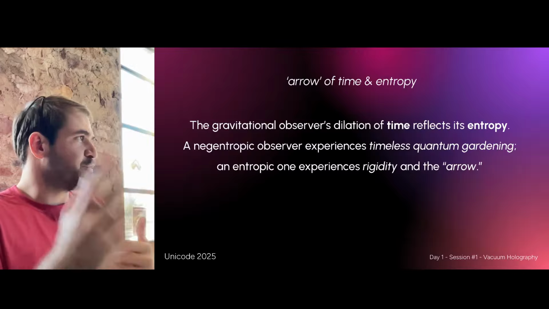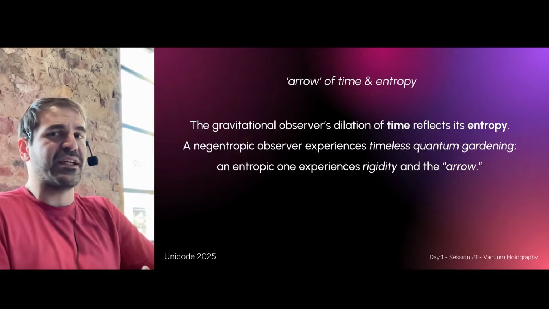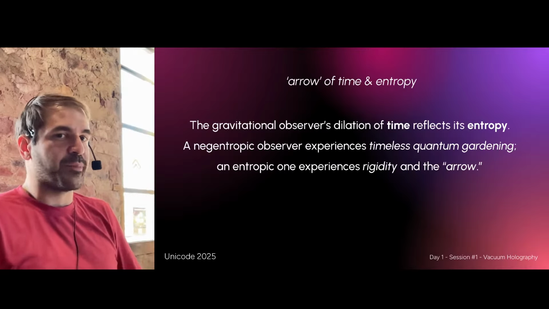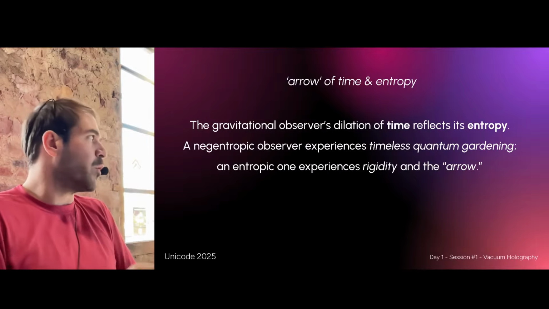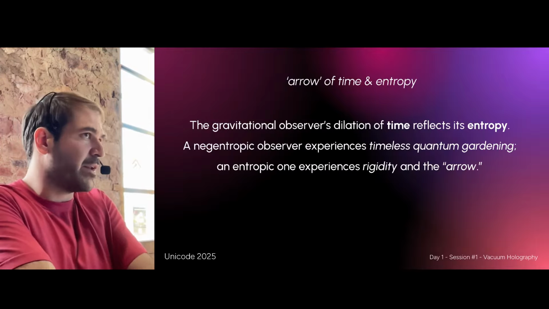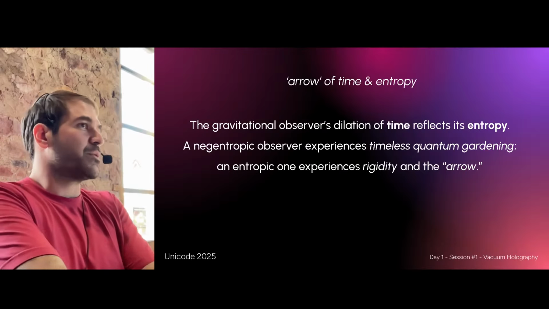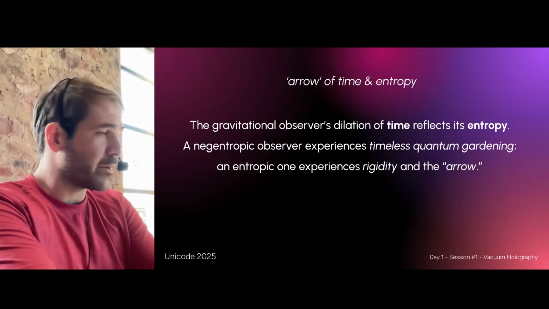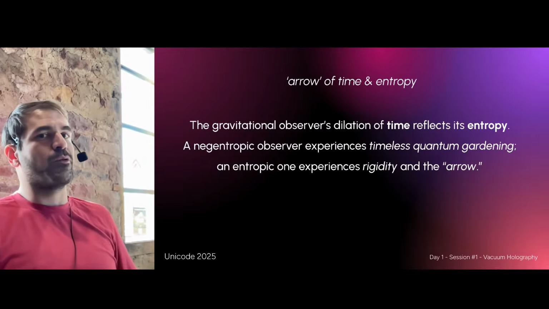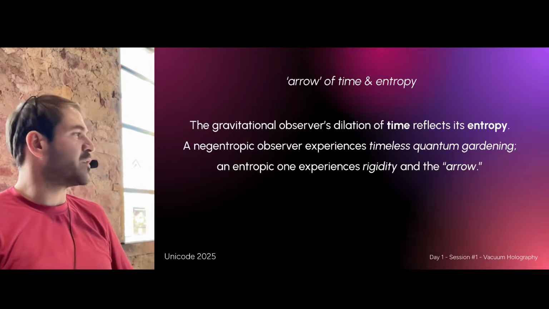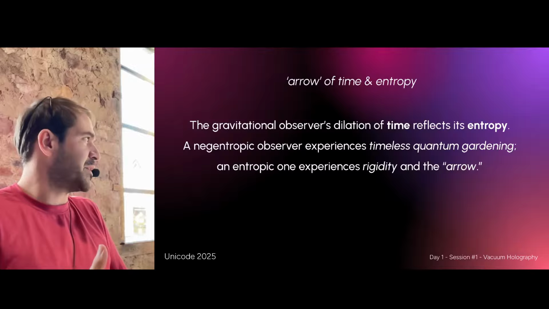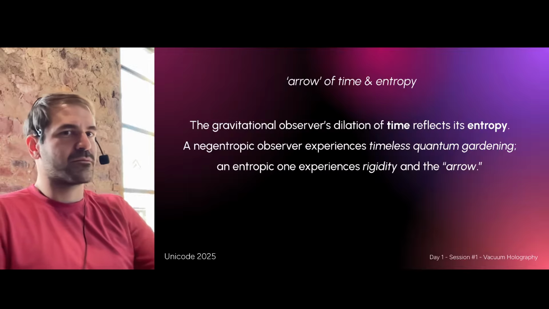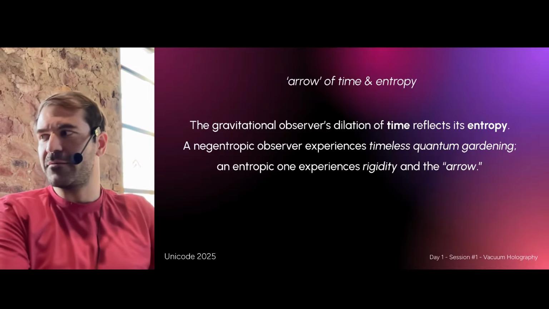So this is how you would tie in entropy and thermodynamics and also the arrow of time, because you would say something like, if the observer's quantum state represents a high level of entropy, it will experience a, quote, arrow of time. It will experience itself as a limited, finite, separate entity. And it will also experience rigidity. It won't experience lucid dreaming or sensorial rendering. Whereas a negentropic observer will experience a timeless quantum gardening, so that everything is coming out of infinite timelessness and it's just being quantumly gardened. And we'll get to more of that quantum gardening.